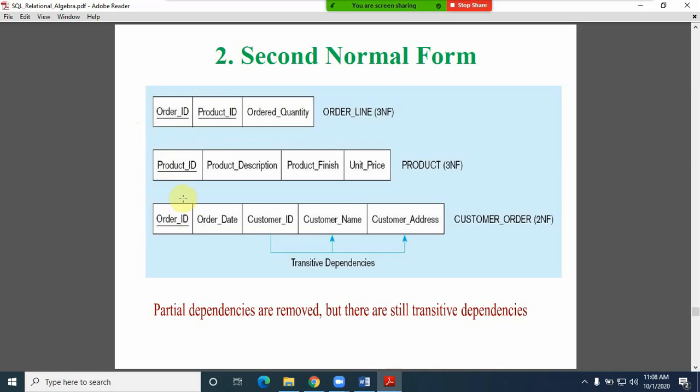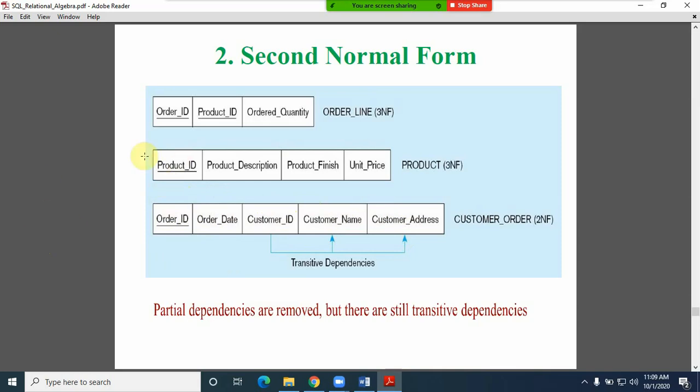Only we are taking one particular table, order ID exclusively, because all the customer information I can get with the help of the order ID, like order date, customer ID, customer name, customer address, all these things. So obviously this order ID is a primary key. Each and every non-key like customer address, customer name, customer ID and order date all are fully dependent on this order ID. So you can say this particular table is in the second normal form.